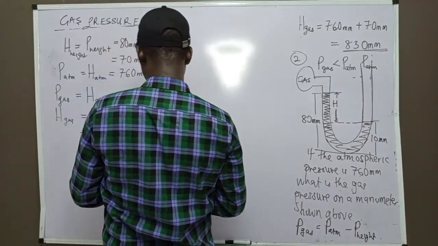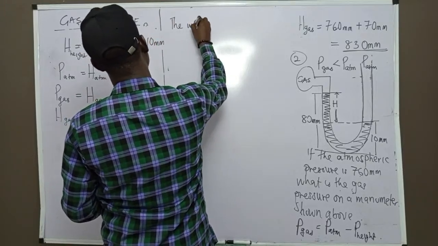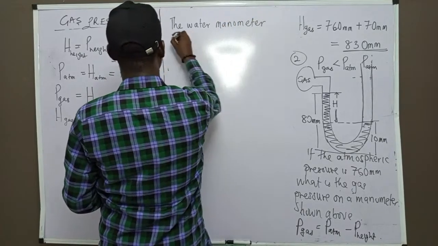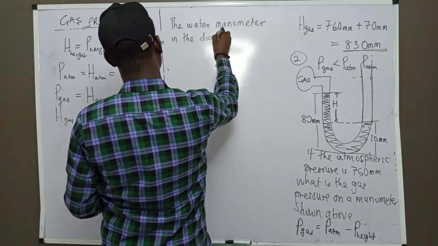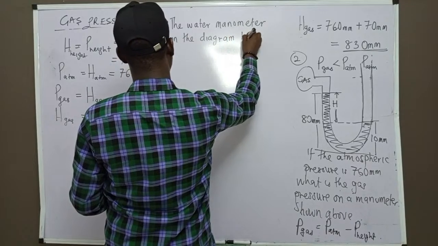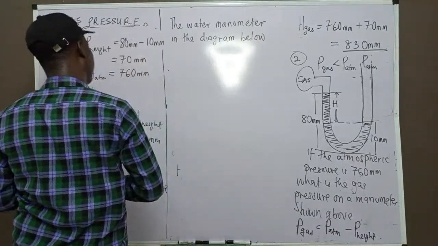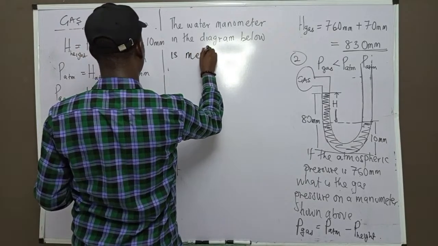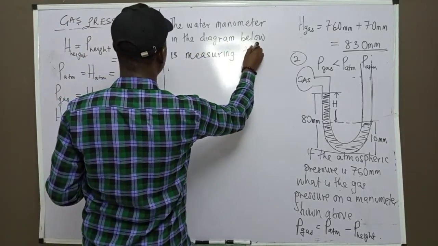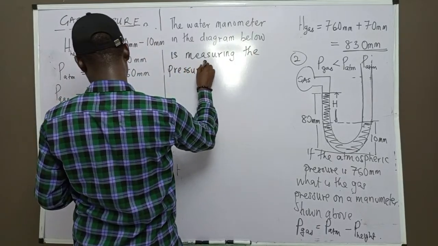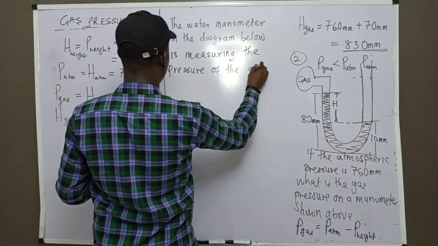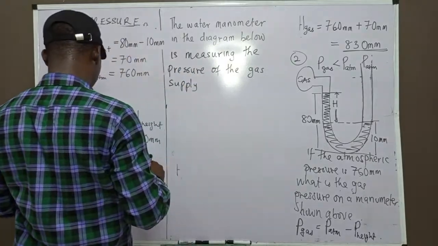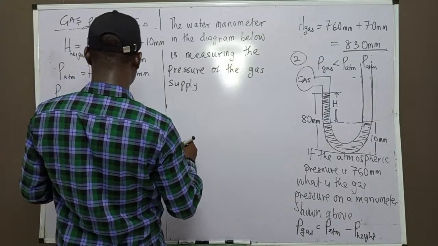Now, in this case, they said the water manometer in the diagram below is measuring the pressure of the gas supplied. That's what they give us.